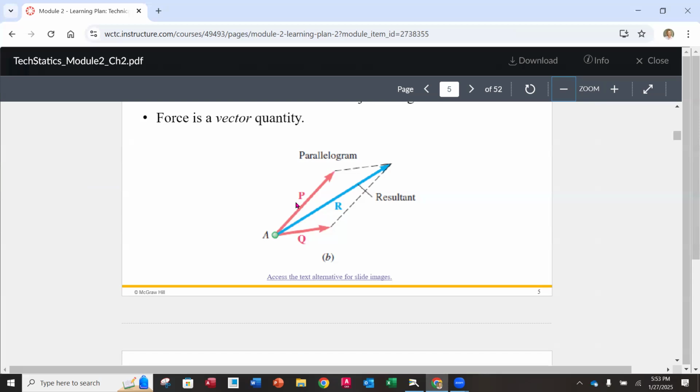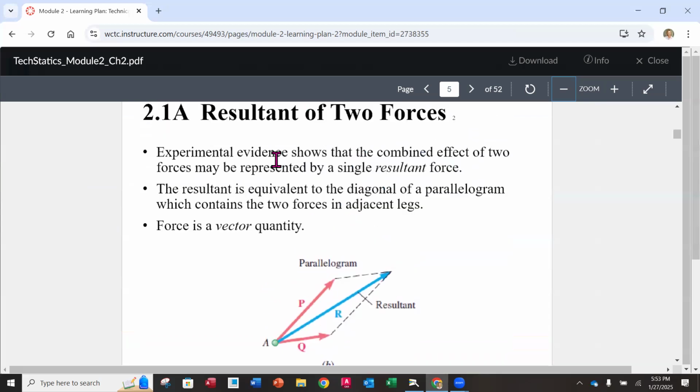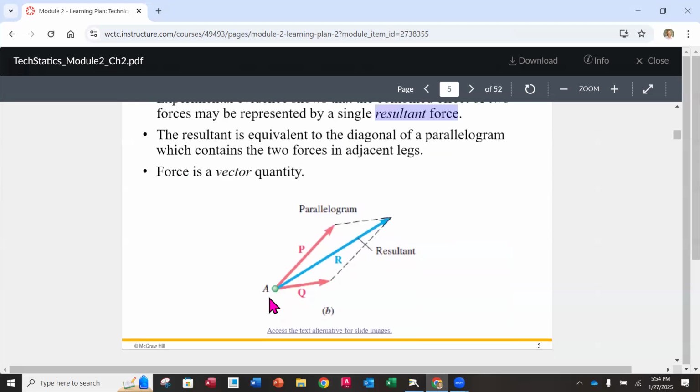And that is called the resultant. Okay. So the resultant is, and they have it right here. So experimental evidence shows that the combined effect of two forces may be represented by a resultant. So that resultant force is going to have the same net effect on, in this case, the two forces that are acting on point A. Now, we can solve for this resultant in a couple different ways. When we have two forces, there are two graphical methods that we can use. The first one is called the parallelogram method, as we see here.